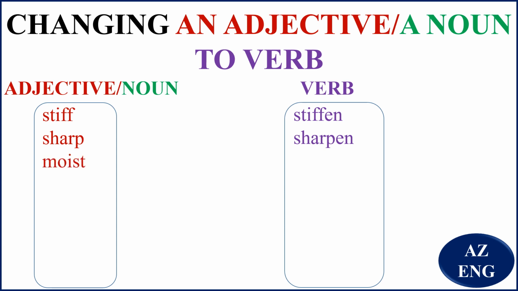Moist. So it means wet, but not very wet. It's wet, that is not dry. To make it moist, what do you do? You moisten. Increasing the wetness. You moisten it. And if it moistens too, it means that it becomes moist.